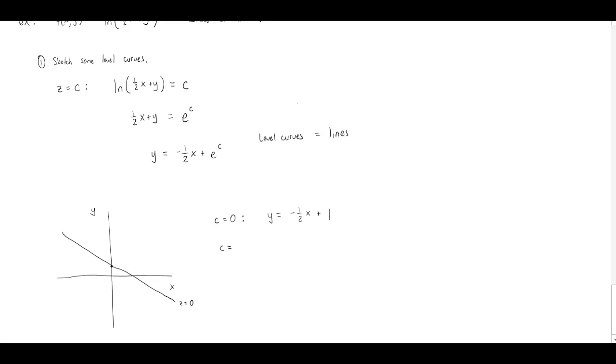So at c equals 1, I get a different line. It's going to be y equals -1/2 x plus, this time we have plus e to the 1, so plus e. Okay? So e is about 2.7, so we're going to be maybe here or so. Just kind of guess. And it has the same slope as the previous line, so it's going to be parallel to it. Okay? So this would be at a height of z equals 1.